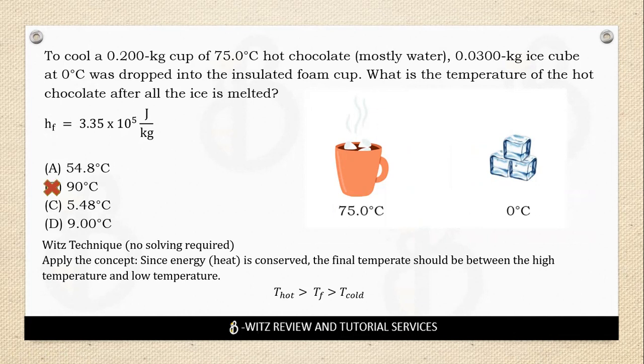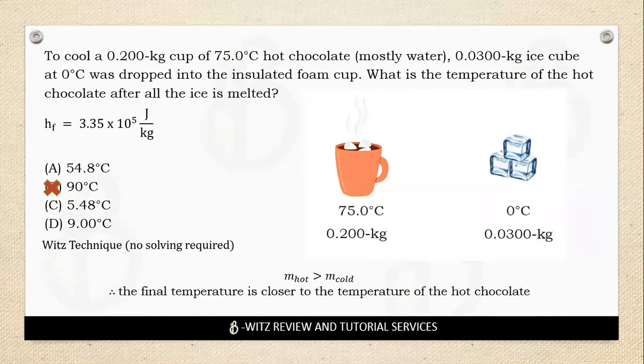Since there is more hot chocolate than ice in terms of mass, the final temperature is closer to the temperature of the hot chocolate. The answer is letter A.